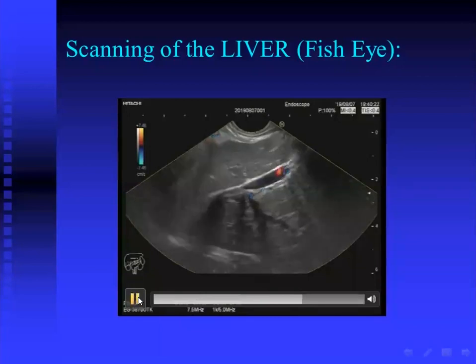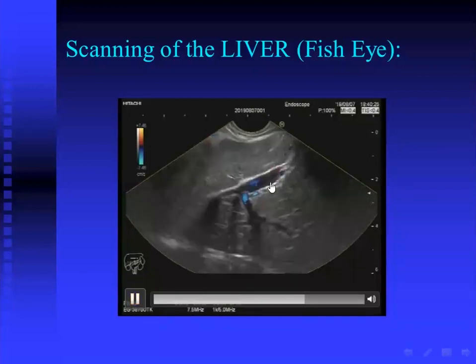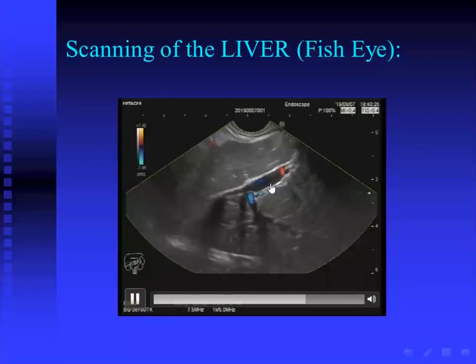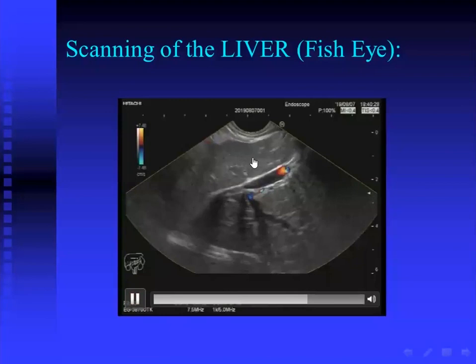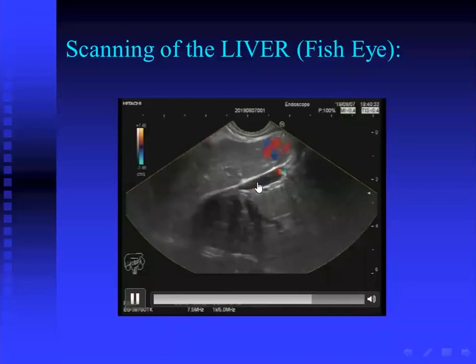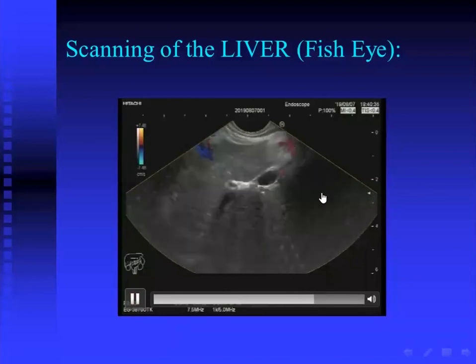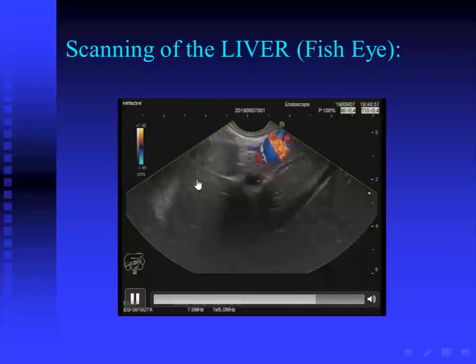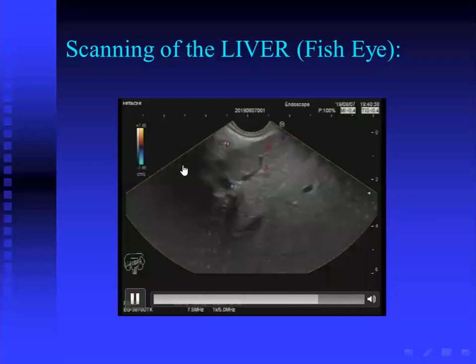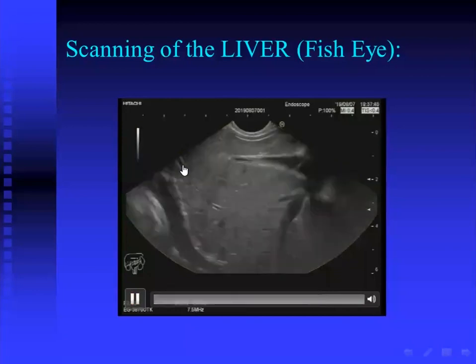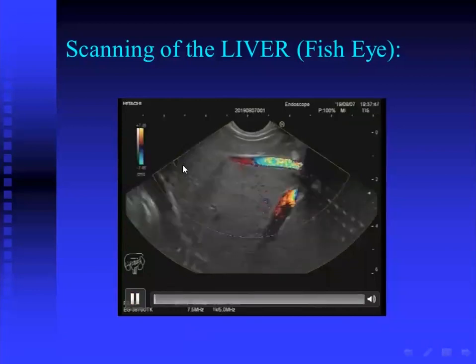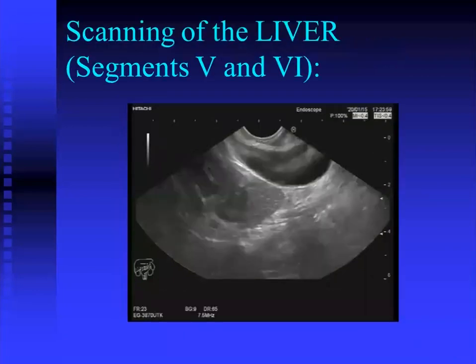So this is a very nice landmark, the fish eye appearance, left portal vein, and the segments here are 3, 4A, 1, and 4B. Okay, and here in segment 3, I can also do EUS guided biliary drainage from segment 3.